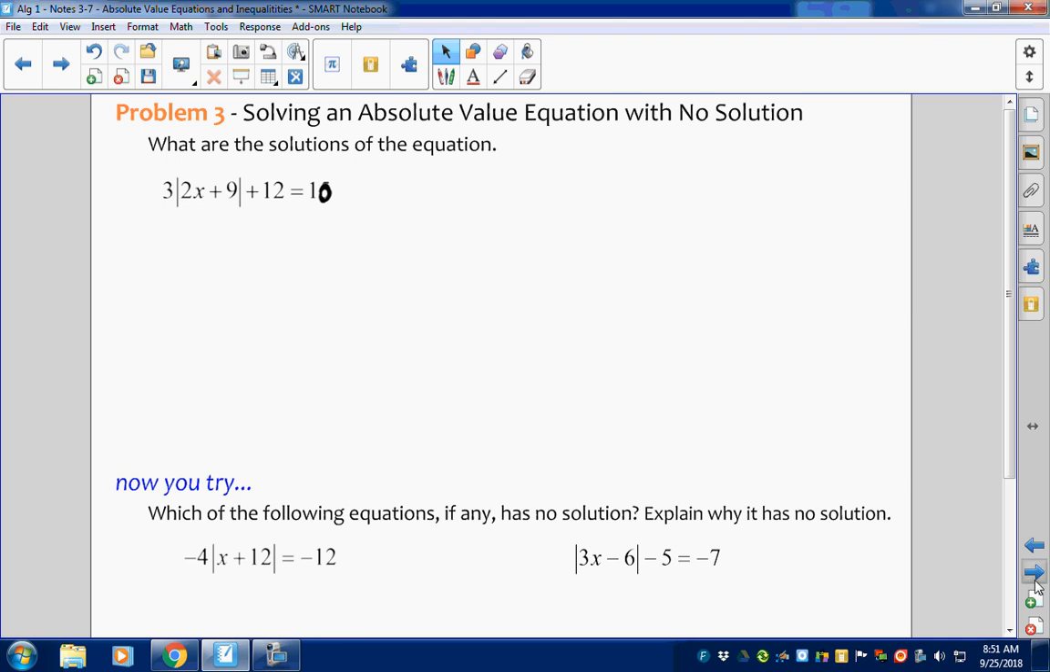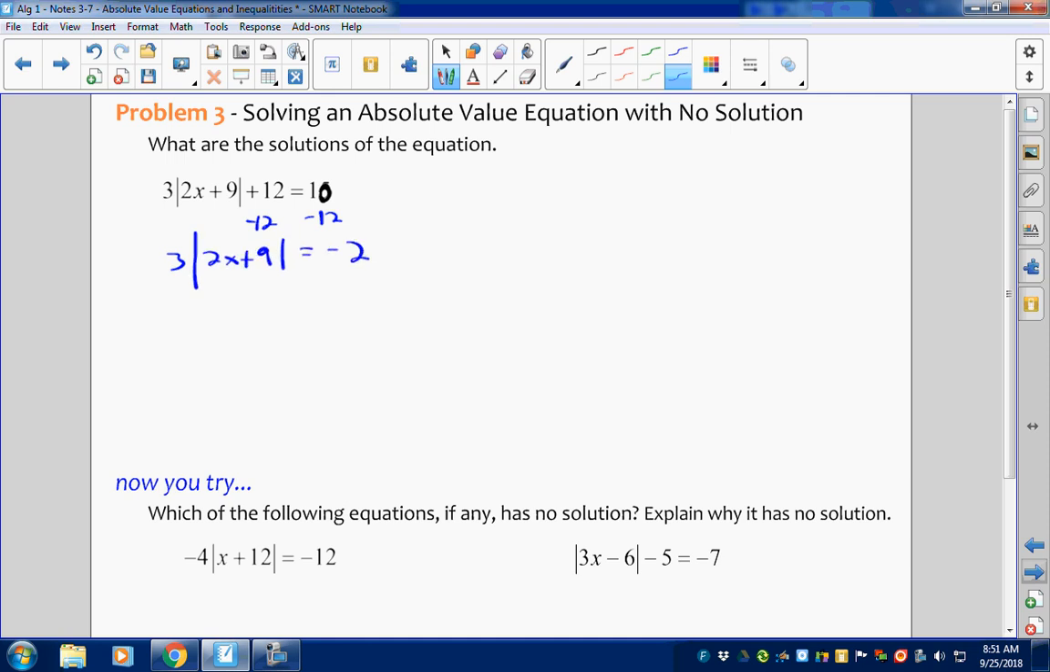The process would be to get the absolute value by itself, right? You see how there's a plus 12 out here and a 3 in front of it? We need to get rid of both of those to get it isolated. So I would subtract 12 from each side. So I have 3 times the absolute value of 2x plus 9 equals negative 2. That's what I have so far.